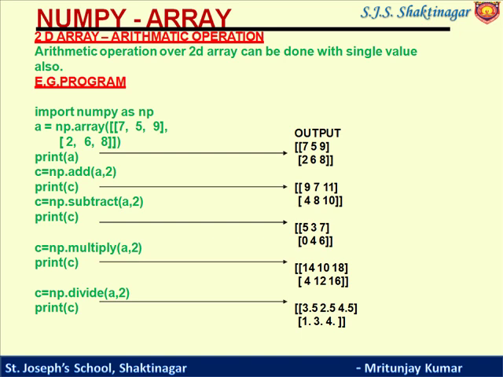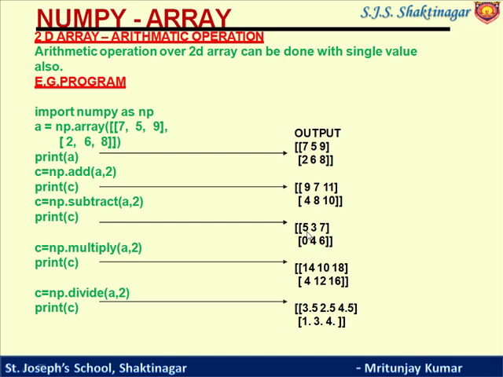Now arithmetic operation over a 2D array can be done with a single value also. Single value means, so you can see in the program, a is equal to np.array. There is a 2D array with 2 rows and 3 columns. We have printed this array, and after that c is equal to np.add a comma 2. Okay, now print c. So what will happen, this 2 is added to all the elements of a, you can see here. Now similarly c is equal to np.subtract a comma 2 and print c.